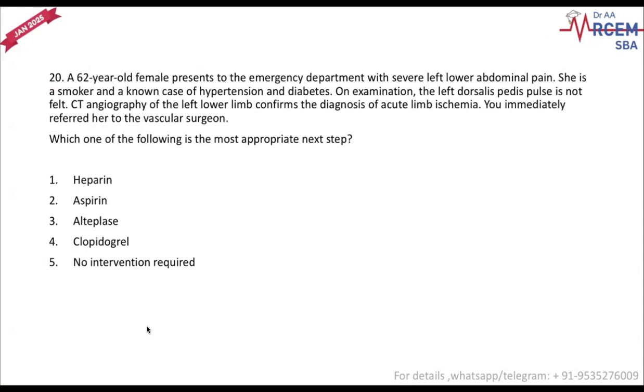A 62 year old female presents to the ED with severe left lower abdominal pain. She is a smoker, a known case of hypertension and diabetes. On examination, left dorsalis pedis pulse is not felt. CT angiography of the left lower limb confirms acute limb ischemia. It is not left lower abdominal pain, it is left lower limb pain. Okay, remember it's left lower limb pain, not abdominal pain.